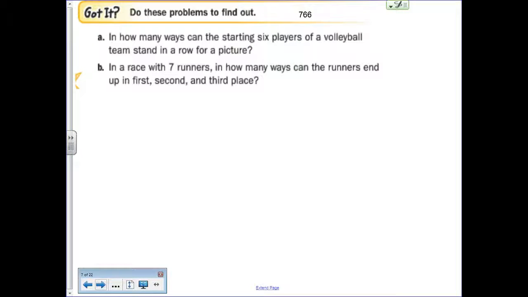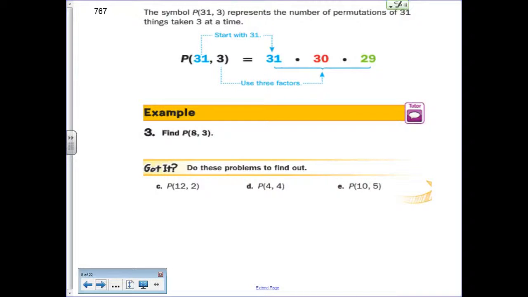That should get you prepared to do letters A and B here on page 766. But we are going to go on to the next page, 767, and take a look at how we're going to write out these permutations. At the top of 767, it says the symbol P(31, 3) represents the number of permutations of 31 things taken 3 at a time.